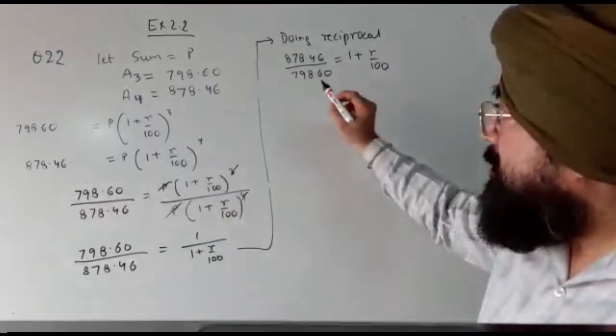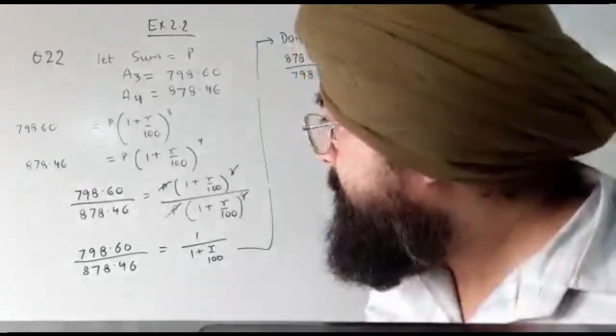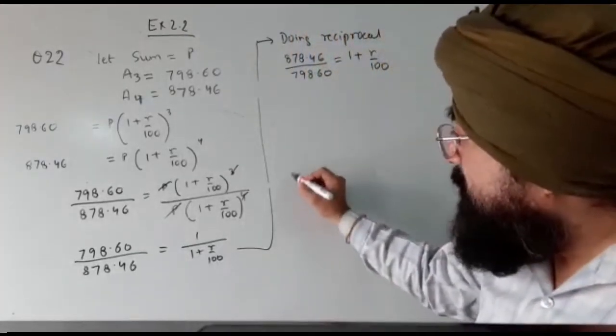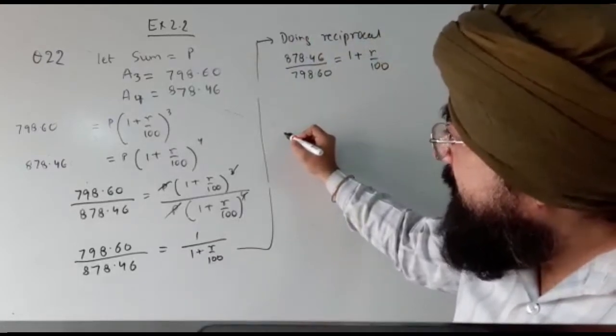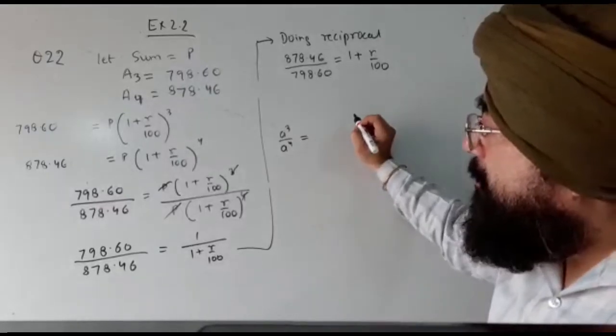So, Sir, you want to say something? Sir, how have you cut 3 and 4? P bracket 1 plus R upon 100 raised to the power. If anything is of the form, okay, I got it. If anything is A cube upon A4, what does it become?